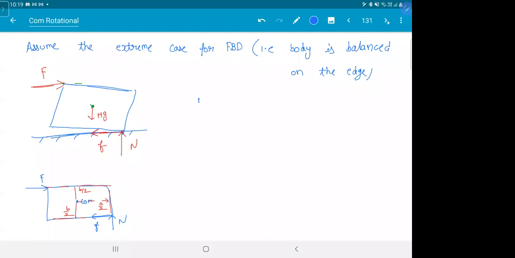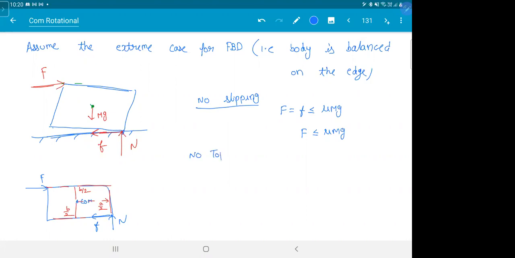Now, first thing, you don't want slipping. No slipping means F should be equal to friction, which is less than or equal to the maximum. Agreed? If you apply a force less than maximum friction, you won't slip. So F should be less than or equal to mu mg. This is static friction. The friction is balancing the external force, and its value is less than or equal to mu mg.